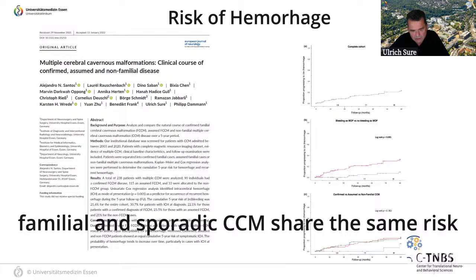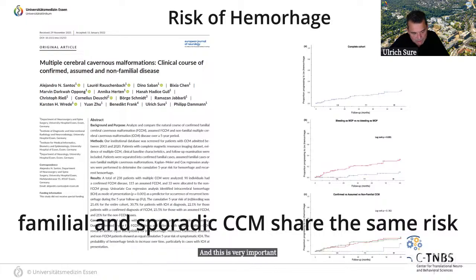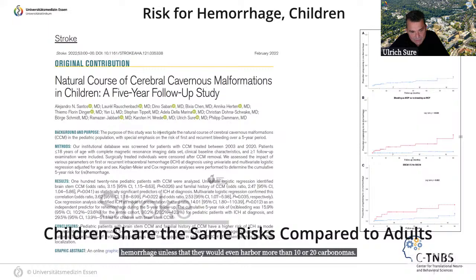There's also another interesting question. What about the familial and the sporadic cases if you compare them by the risk of hemorrhage? And this is very important for the families, members of families of genetic cavernoma disease. They wouldn't definitely have a much higher risk of hemorrhage unless they would even harbor more than 10 or 20 cavernomas. The same is true for children. Children wouldn't have a higher risk of hemorrhage when compared to adults.